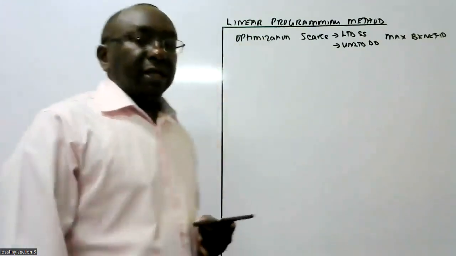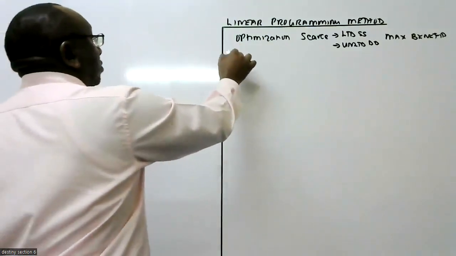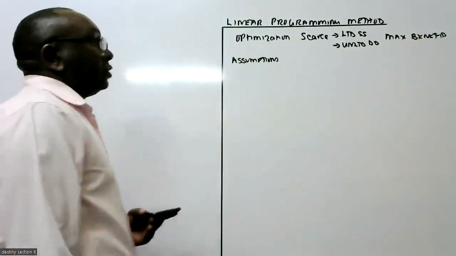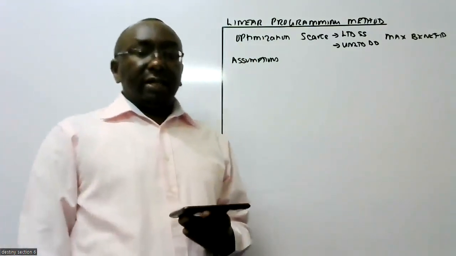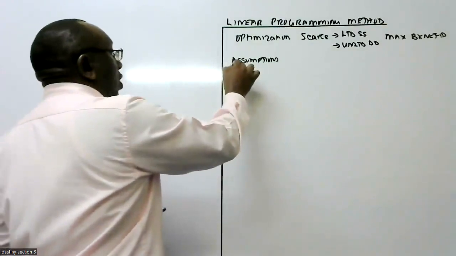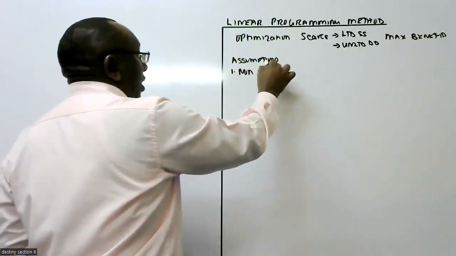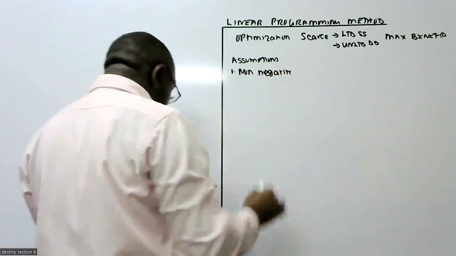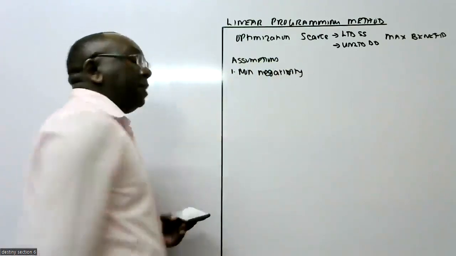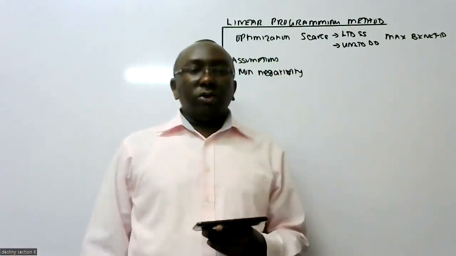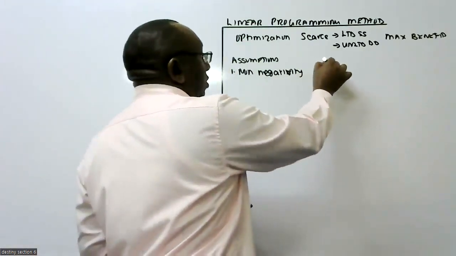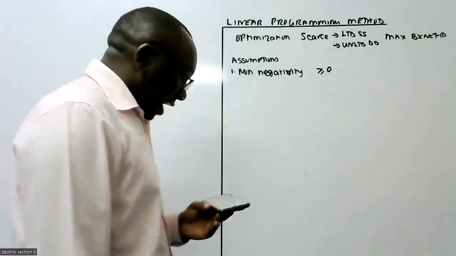Now, when we are talking about linear programming, there are some assumptions that must be made. There are some assumptions that we make for us to be able to solve what it is that we need to solve using linear programming. And the first assumption is called non-negativity. Non-negativity means that all the values that we are going to use will all be positive. They will be 0 or greater than 0. So we will not have any negative value.